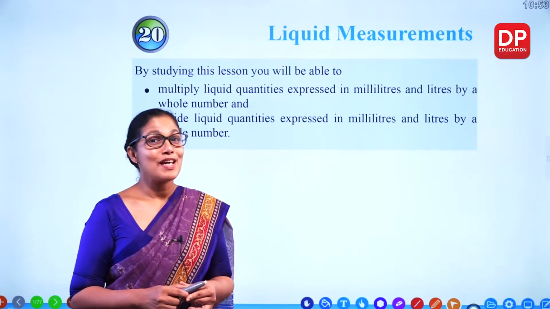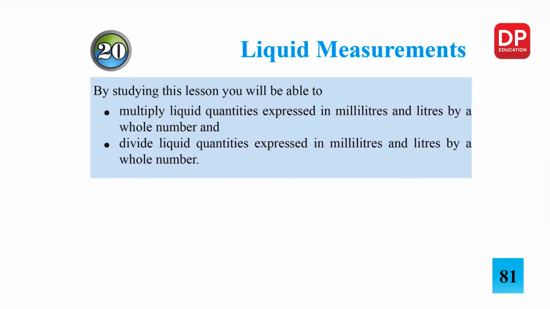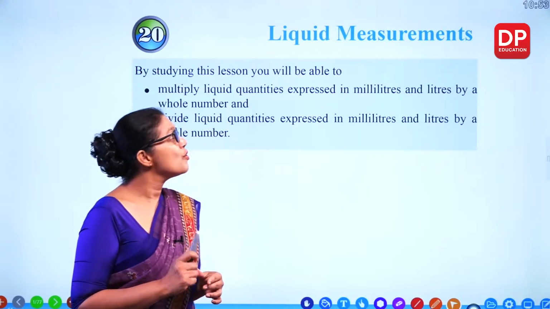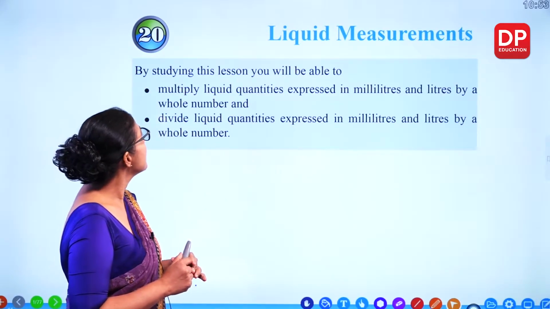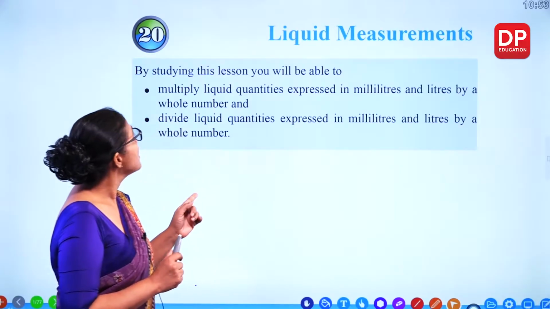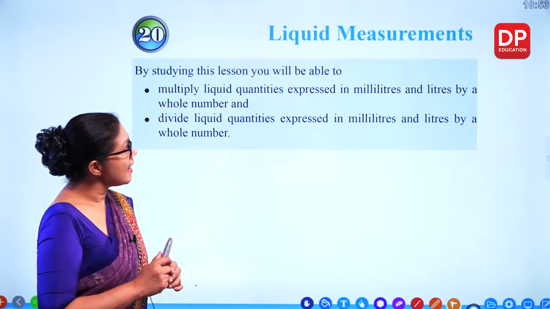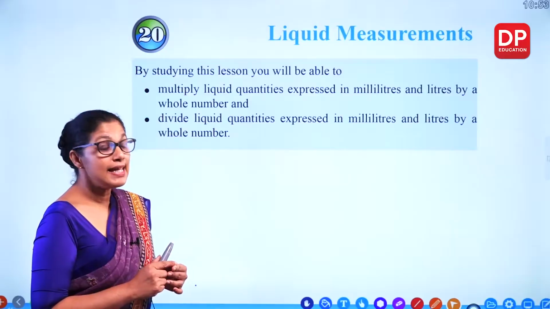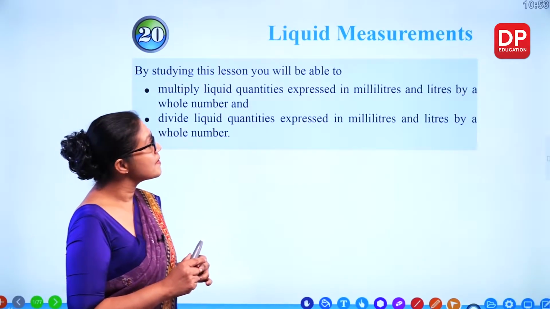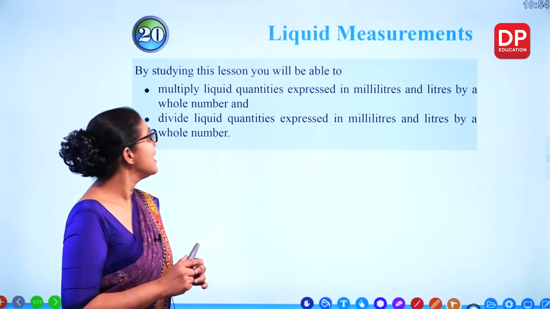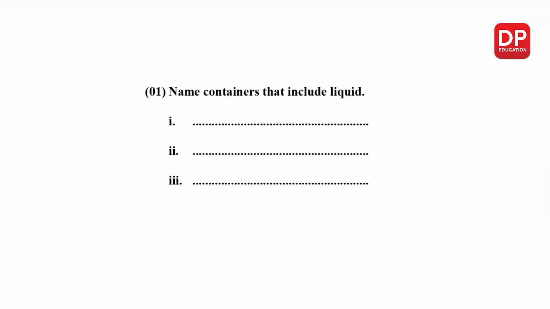Hello children, today I am here to teach you chapter 20 in your textbook. That's liquid measurements, and this is the last unit in second term work. So in this lesson, we will multiply liquid quantities expressed in milliliters and liters and divide liquid quantities expressed in milliliters and liters. Name containers that include liquid.